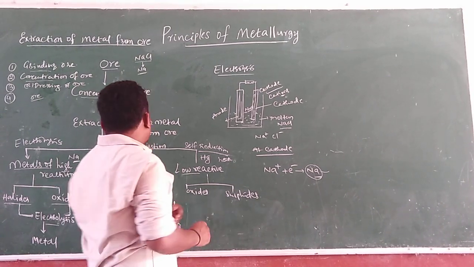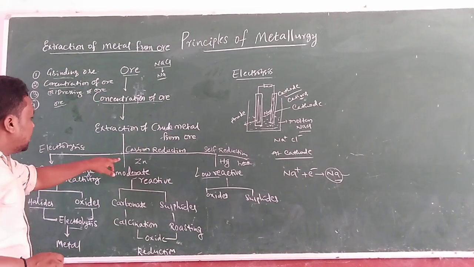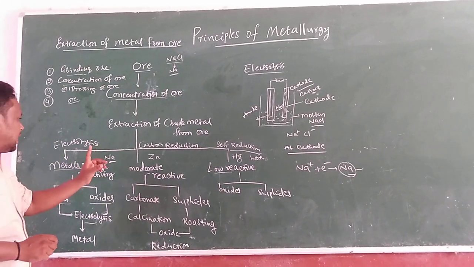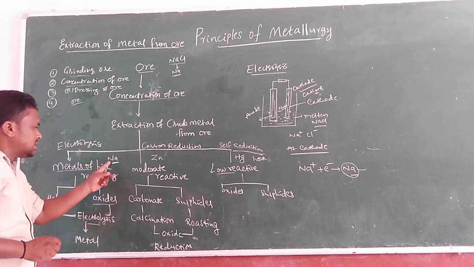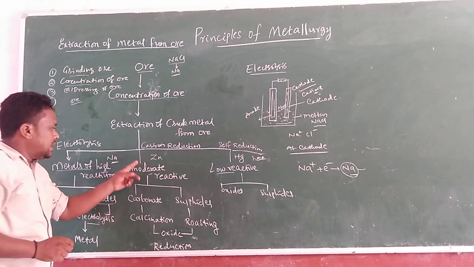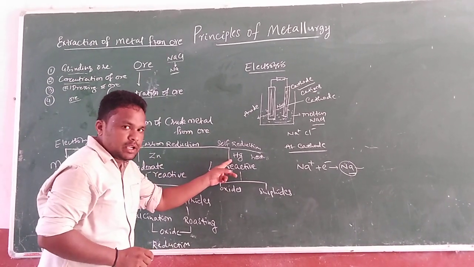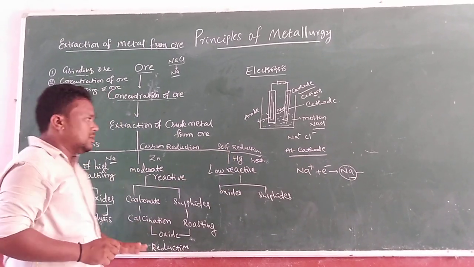Okay, next, how can we get the moderately reactive elements? Then we have to take one example for each. For a highly reactive element, we take Na. For moderately reactive elements, lead and zinc. And the low reactive element is nothing but mercury. Based on that only we are going to see the problems.